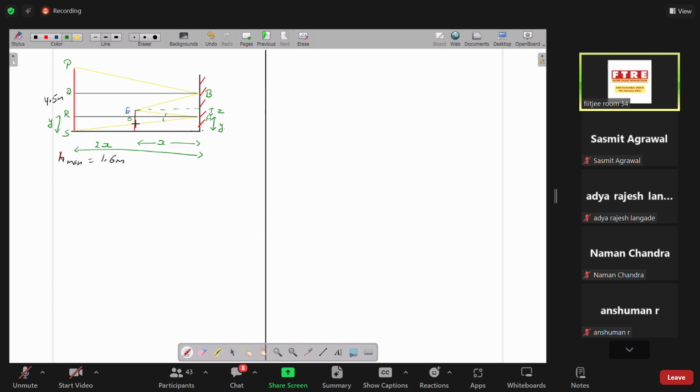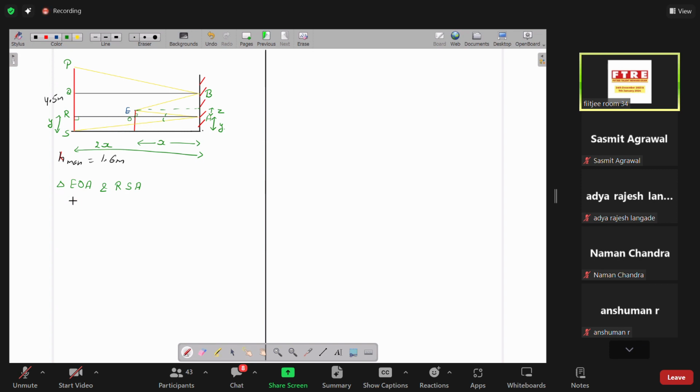Now, by the similarity of triangles, which triangles' similarity we'll discuss: EOA and RSA. These two triangles, we can prove their similarity. These angles are equal. This angle is 90 degrees here, and here the angle is 90 degrees, so the third angle will also be the same. So the ratio of the corresponding sides will be the same.